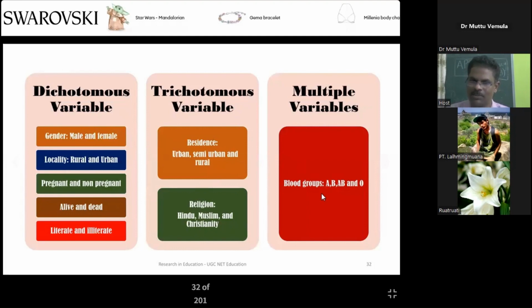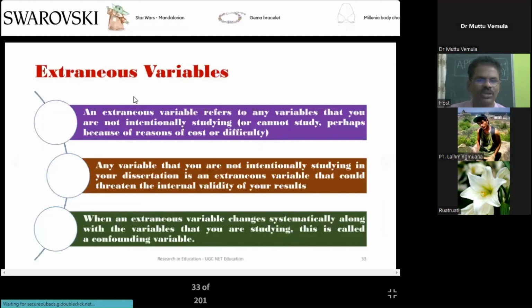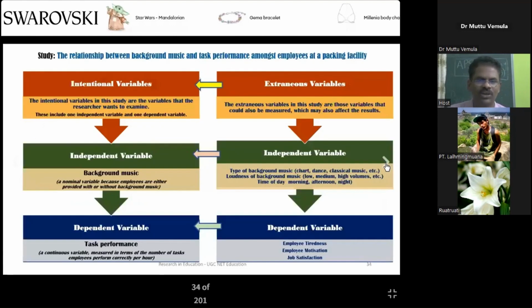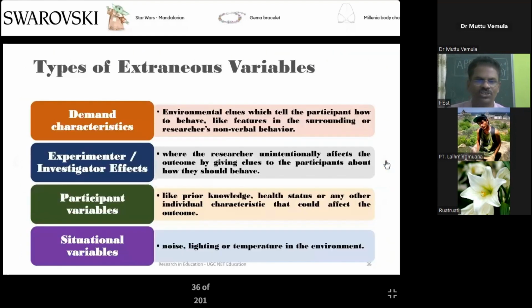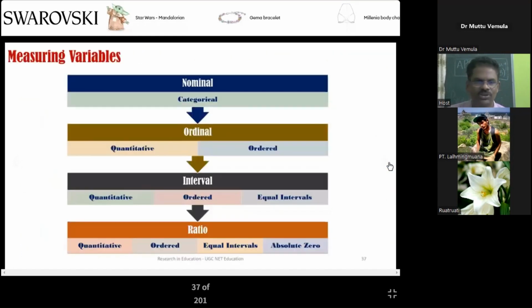If there are blood groups, or achievement levels, A grade, B grade, O grade, C grade, then it is a multiple variable. Just for your information, don't worry. Then extraneous variable: in the beginning we have said all those intervening variables are extraneous variables, right? Let's move on, only a further explanation of those things. Types of extraneous variables are also given here.